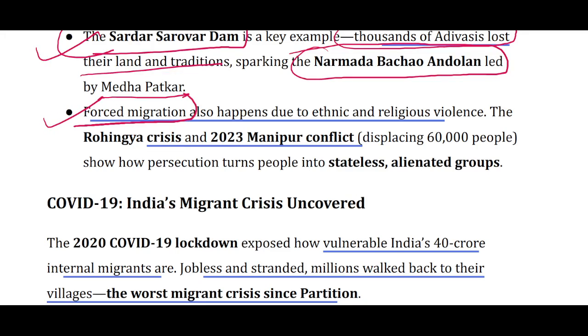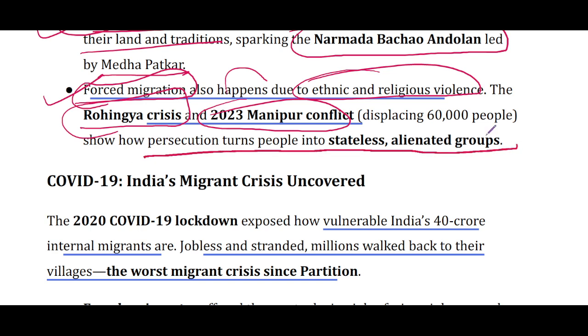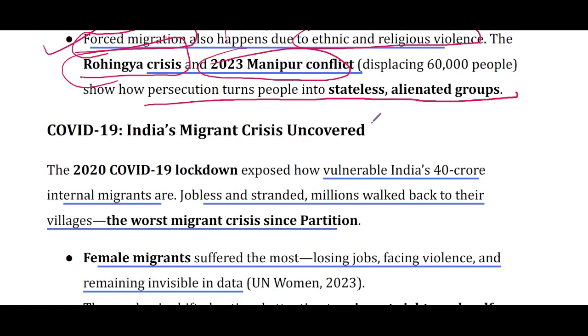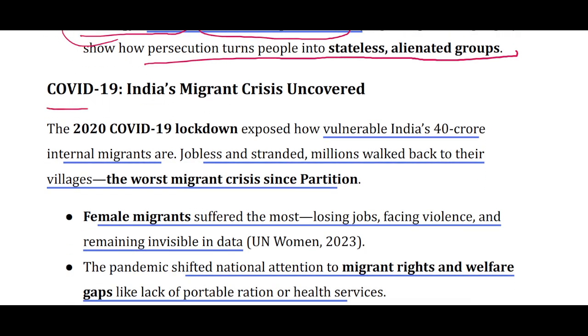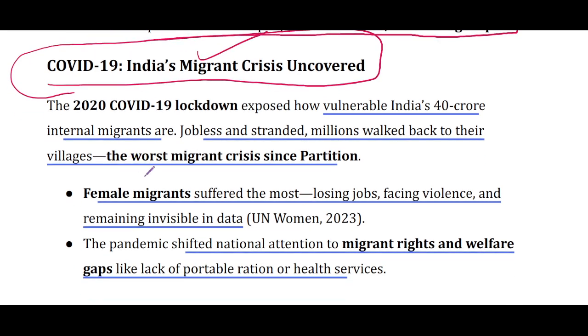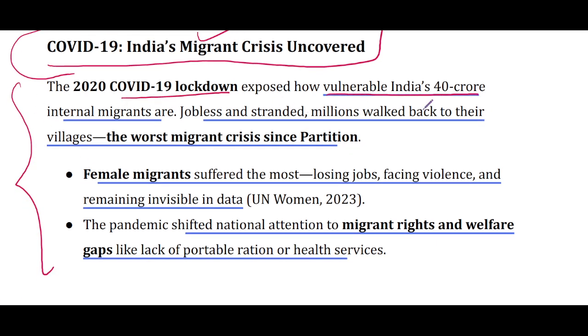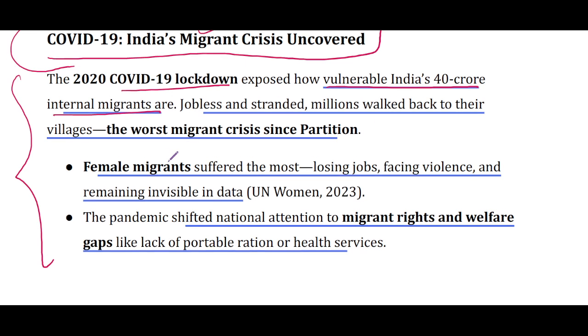And this forced migration also happens due to ethnic and religious violence. The two examples of the Rohingya crisis and the Manipur conflict both show how persecution turned people into stateless and alienated groups. Now, the role of COVID-19 in India's migrant crisis. The 2020 COVID-19 lockdown exposed how vulnerable India's 40 crore internal migrants are.